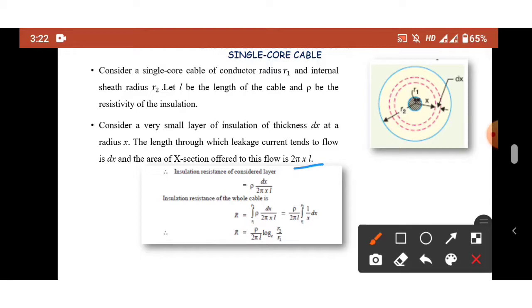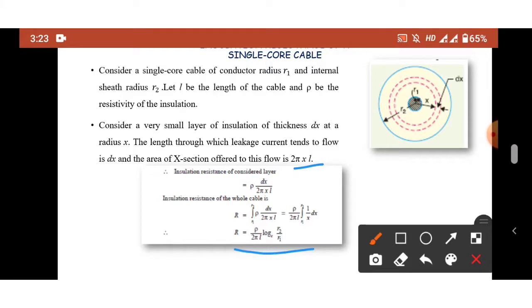So for that, integrate from R1 to R2 rho into dx by 2 pi xL. So here the variable part is x. So by integrating dx by x, we will get log x. So applying the limits, we will get R is equal to rho by 2 pi L into log e R2 by R1, where R2 is the internal sheath radius and R1 is the conductor radius.